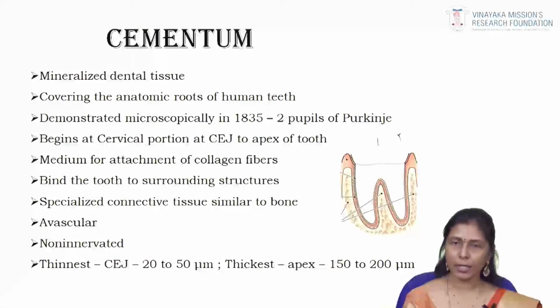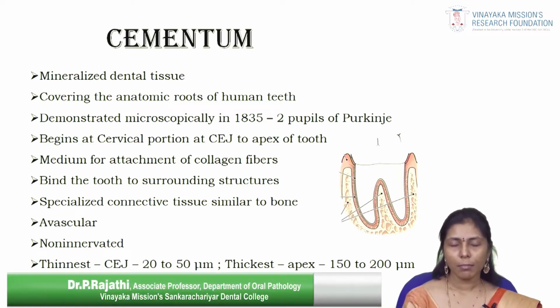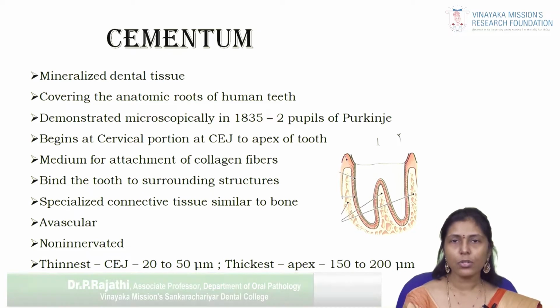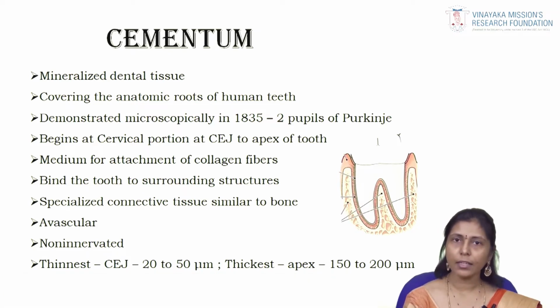Coming to our topic, cementum. What is cementum? Cementum is a mineralized dental tissue. That's a hard tissue, right? As I have already told, it covers the anatomic root of the human teeth. So what is anatomic root? The place where the crown meets the root. That is exactly at the cementoenamel junction, also called the cervical line. So the cementum covers the anatomic root of the teeth.